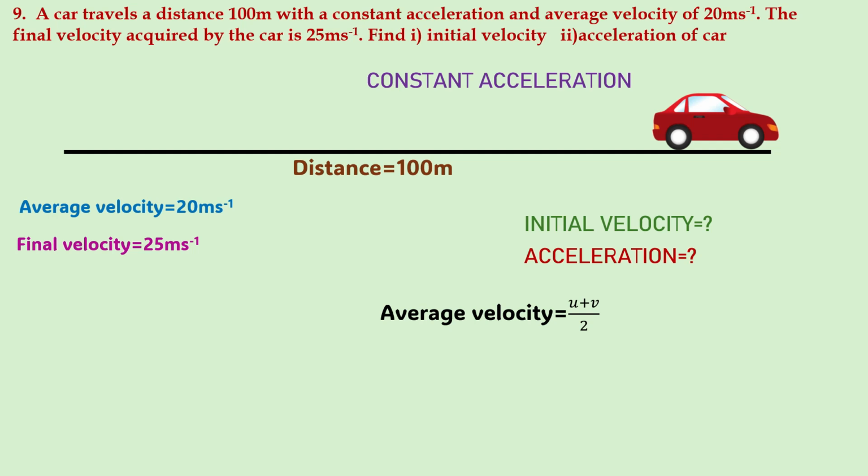So, we know that average velocity is (u plus v) by 2, that is initial velocity plus final velocity divided by 2. ठीक है. So, final velocity is given to us, so we can easily find out the initial velocity, that is given as 15 meter per second. ठीक है. नेक्स्ट है एक्सेलरेशन ऑफ द कार.